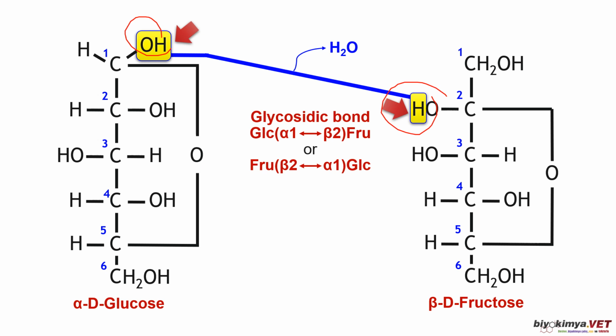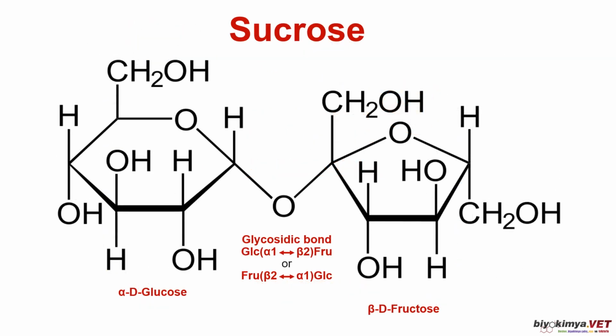So the glycosidic bond is shown as either glucose alpha 1 beta 2 fructose or fructose beta 2 alpha 1 glucose. So this is sucrose. And this is a projection of the glucose in pyranose, glucopyranose, and fructose in furanose, fructofuranose structure. And here is the full acetal parts, and there is no free hemiacetal hydroxy group, so it has no reducing feature.